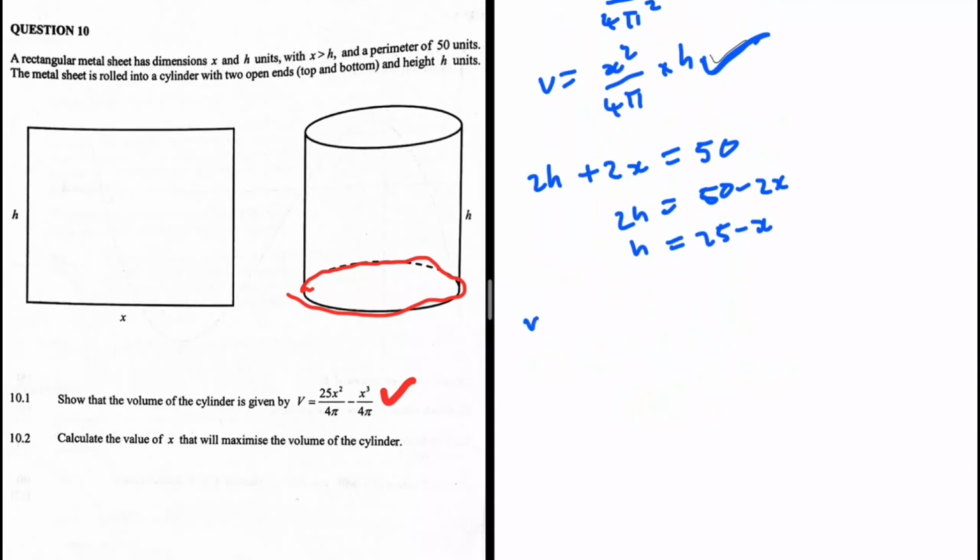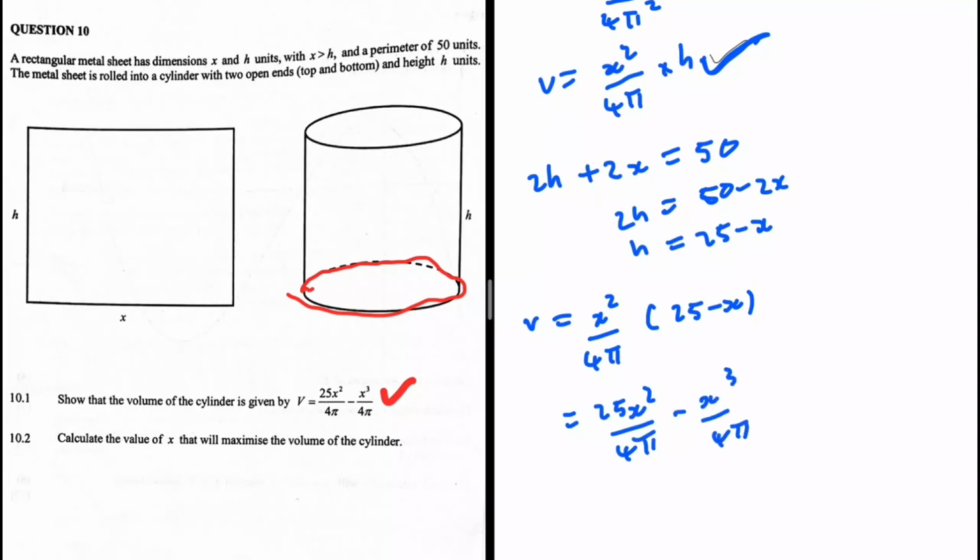So if we substitute it back into the equation, we get x squared divided by 4 pi multiplied by 25 minus x. This will give us 25x squared over 4 pi minus x to the power 3 over 4 pi. So there we go. We have shown that the volume is given by 25x to the power 2 divided by 4 pi minus x to the power 3 divided by 4 pi.